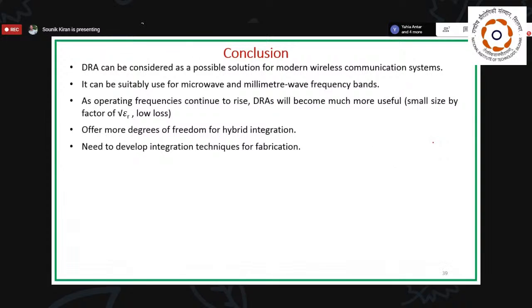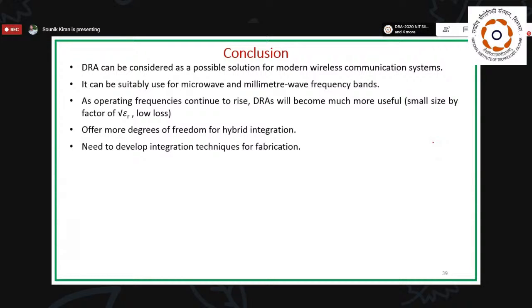That is because of the low loss characteristics and small size by a factor of root epsilon r. It offers more degrees of freedom for hybrid integration. DRA has been popular because of its degrees of freedom, because it has length, width, sometimes radius, and relative permittivity. All these add more degrees of freedom to the DRA, which we rarely find in other antennas.